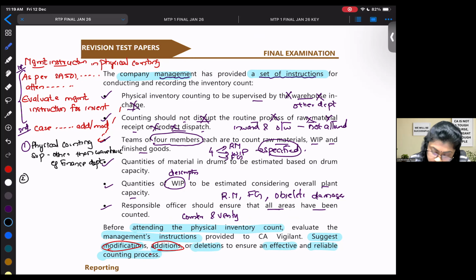Now, the second point. The second point is this: counting should not disrupt the routine process. So what will you write? During physical counting, during inventory count, what? Inward and outward movement not allowed, as it will disrupt the results.